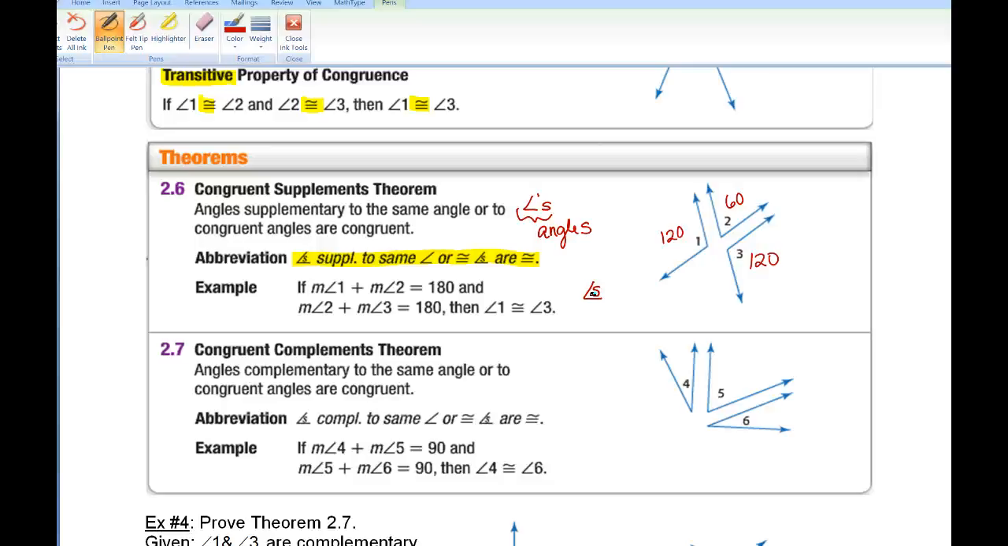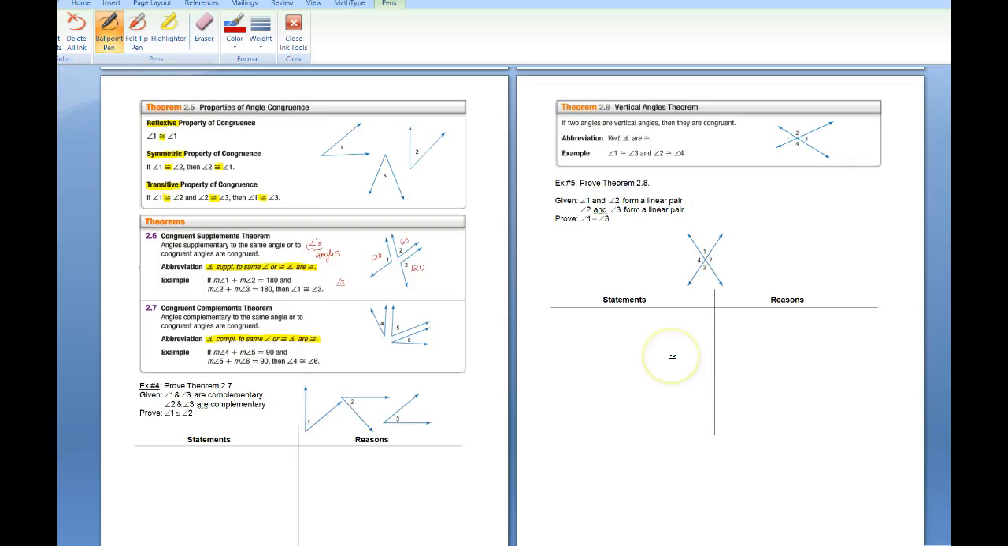Next we're going to do the complements theorem. It's the same idea. So just look at 4 and 5. Let's say angle 4 is, let's say, 30 degrees. Oops. I didn't mean to do that.